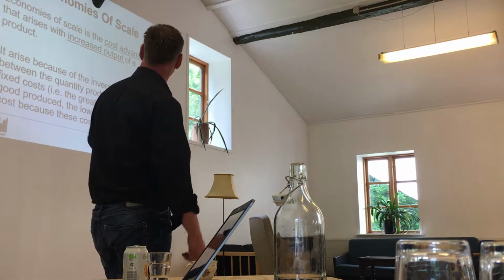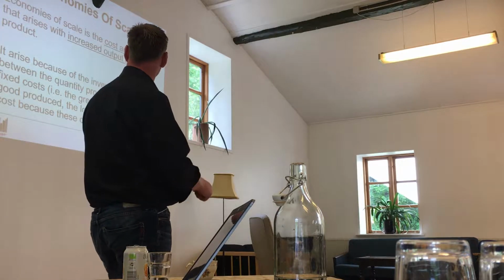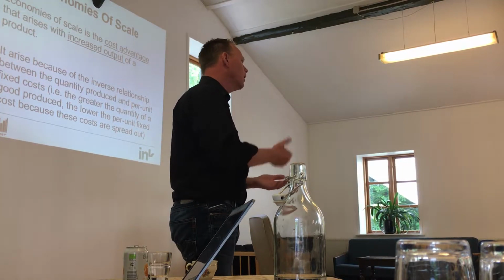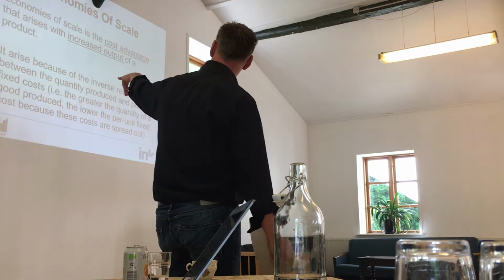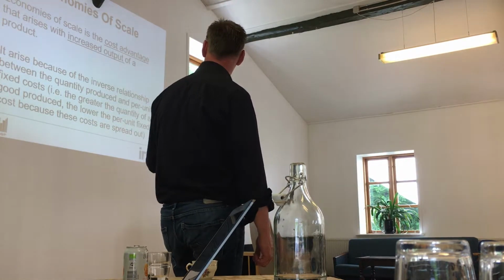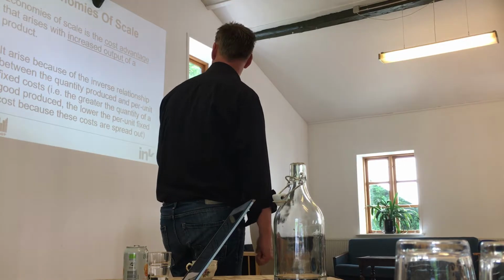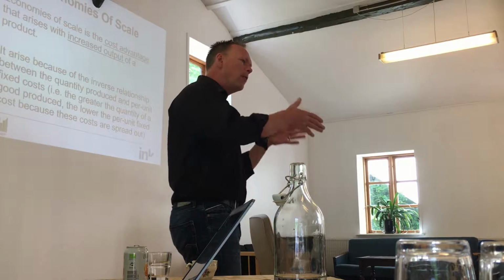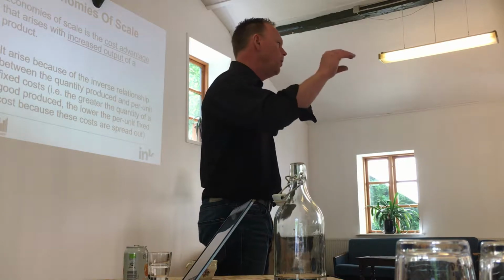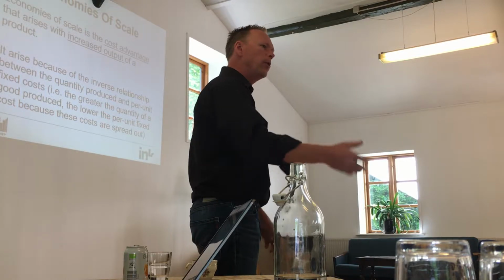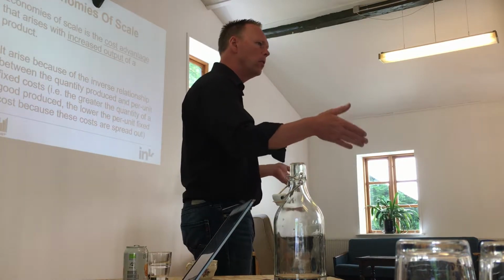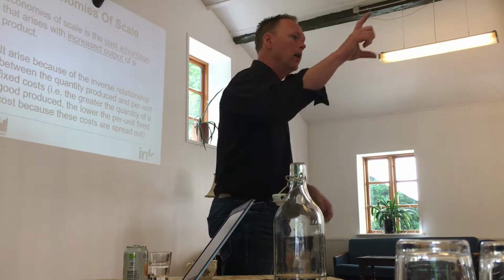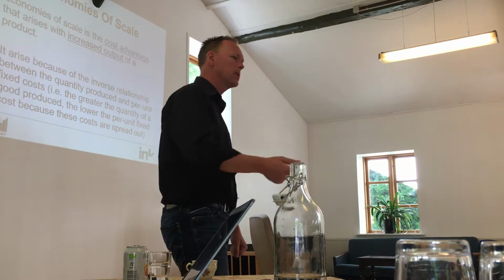But economies of scale is the cost advantage that arises with increased output of a product. That's the basic: you get a cost advantage by producing many. It arises because of the inverse relationship between the quantity produced and the per unit fixed cost. Do you agree? Do you understand? For every extra unit produced, you reduce the per unit cost. So if you produce 1, it costs 10. If you produce 2, it costs 19. If you produce 3, it costs 27 or 26 or whatever. It decreases. That's economies of scale.